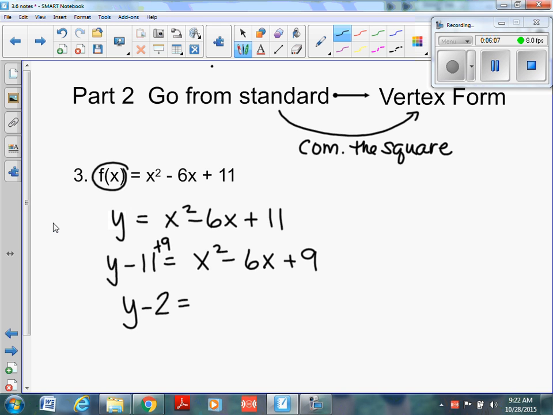What I mean by completing the square is I made a perfect binomial square. That's what it means, completing the square. Some of you don't understand that. I made a binomial square, and it's going to end up being x minus 3 squared.